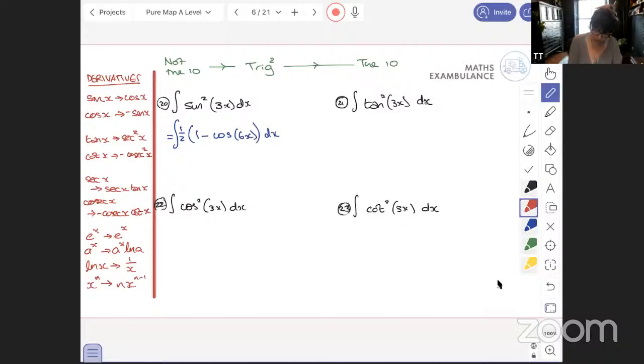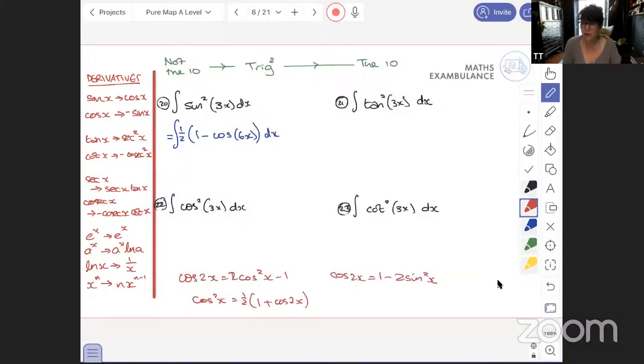What I'm using there is the formula, which is a rearrangement of cos 2x = 2 cos squared x minus 1. I've rearranged that to be cos squared x = 1/2 (1 plus cos 2x). Or the other way of doing it, cos 2x = 1 minus 2 sine squared x, is another way of doing the double angle formula. Rearrange that and you get sine squared x = 1/2 (1 minus cos 2x). So that's all I'm doing, just using that. Now I can integrate it.